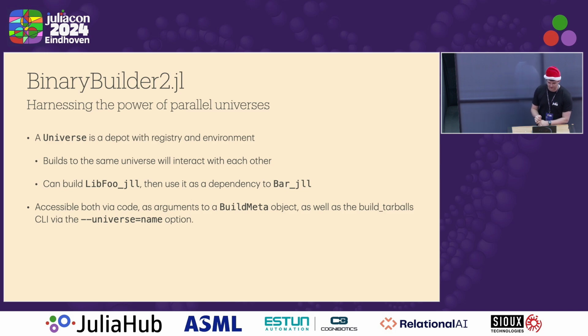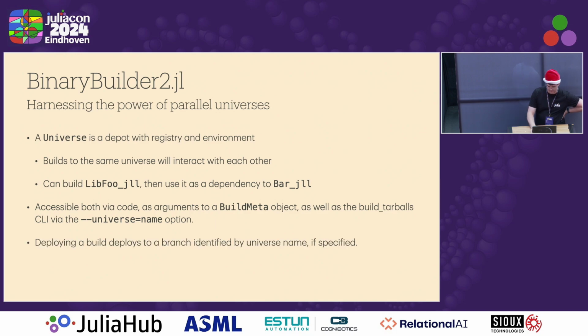And this allows you to have them live in the same registry, in the same depot, et cetera, so all the changes happen together. And then when you try and deploy it, if you specified a universe name, it will push it to a branch on your GitHub repository. So you can have multiple universes all in parallel for different things that you're testing. So if you're working on something, you specify the universe name, and it's very easy to access and share and use.